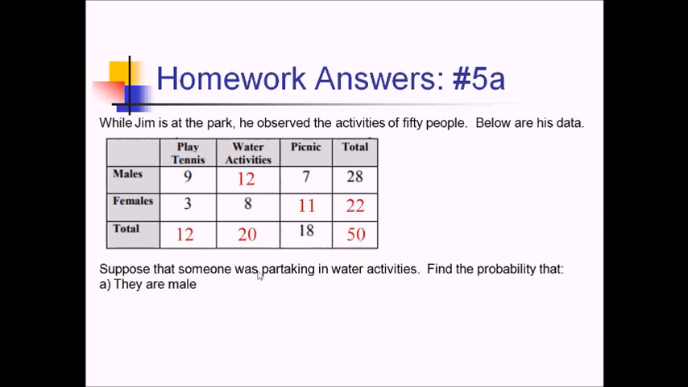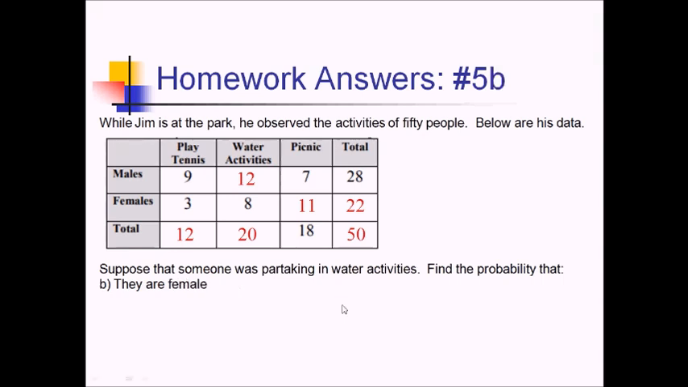All right, so suppose someone was partaking in water activities. Key wording here. Find the probability that they're male. So partaking in water activities, we're basically asking for probability of male given water activities. So we're only allowed to consider the 20 people who were partaking in water activities. Out of them, 12 were male. So our probability then is going to be 12 out of 20, which is really 3/5 or 0.6.